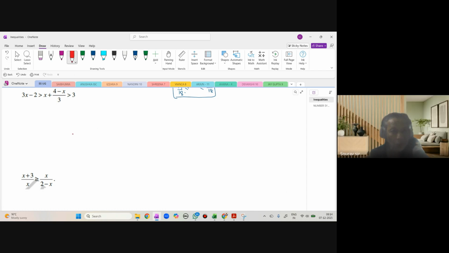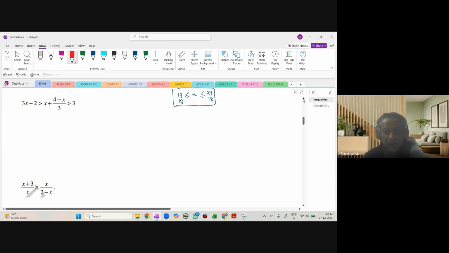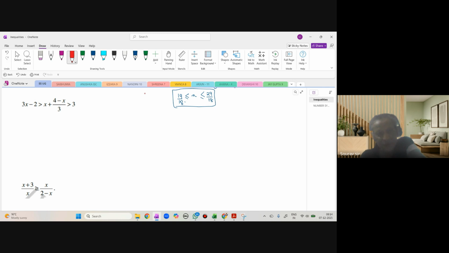Next one. So this is very similar to what I did in the previous case, but it's a double-sided inequality. So again, my advice is to solve it one at a time. You can solve both of them together, no problem, but there could be chances of error. So if I do one at a time, then I will do it like this.